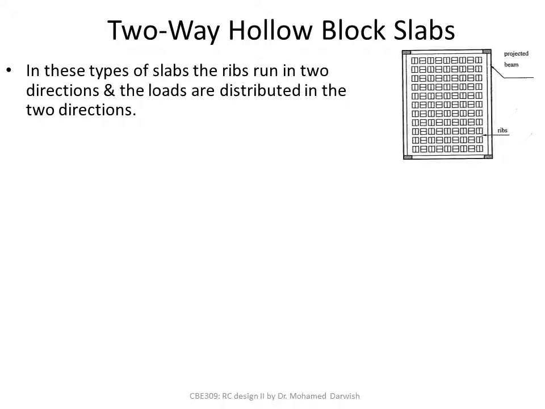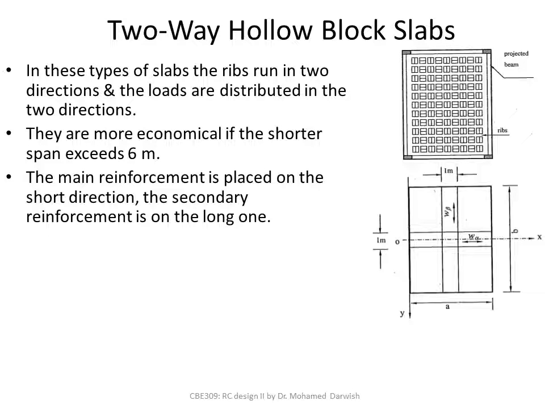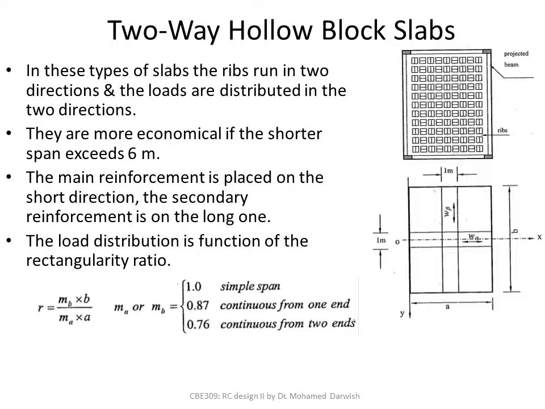But what about two-way hollow blocks? Two-way hollow blocks are very nice in terms of throwing the loads in 2 ways, in 2 dimensions. Very similar to what was done in two-way slabs. We have a very similar concept, that the ratio between one dimension and the other is less than 2. So simply you will place reinforcement in both directions, and again you will have this M's, MA or MB, which is 1.87.76, very similar to what we had in the regular slabs.